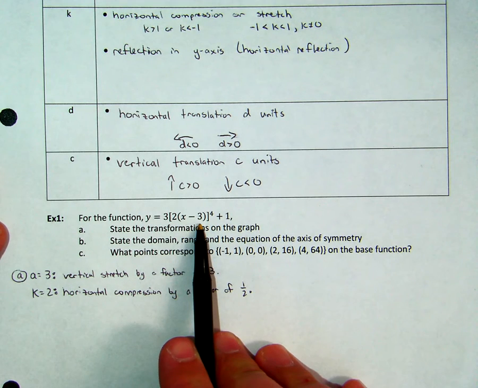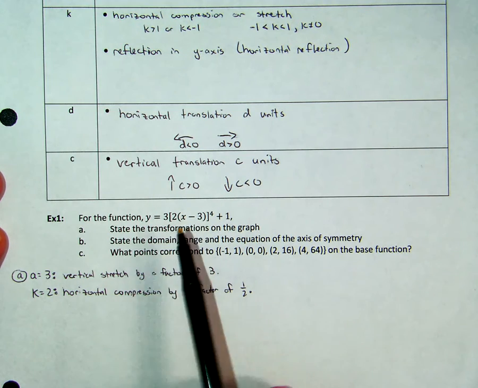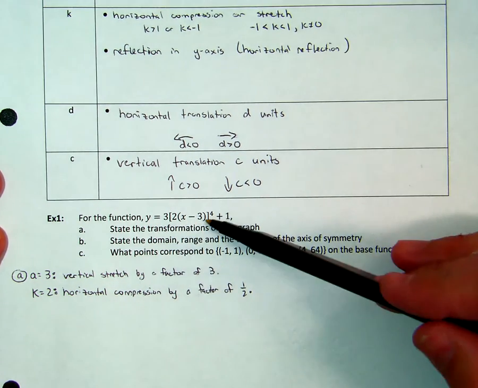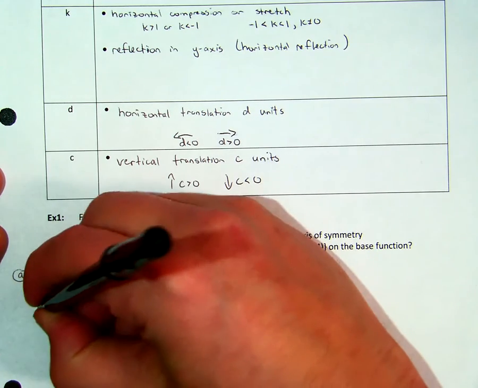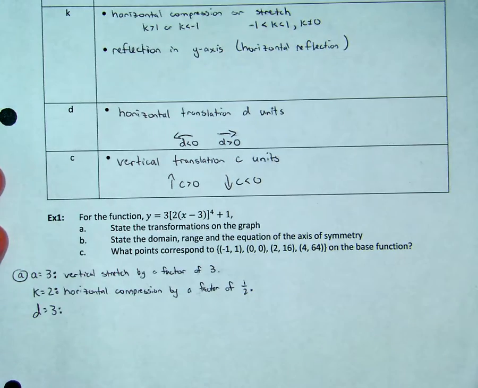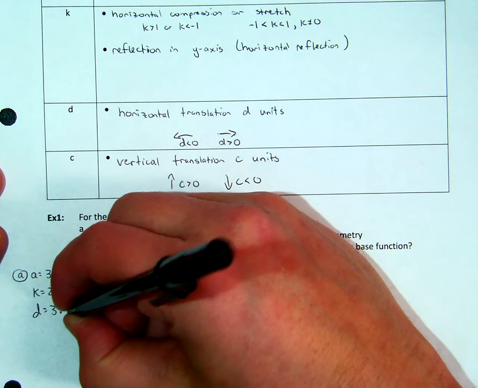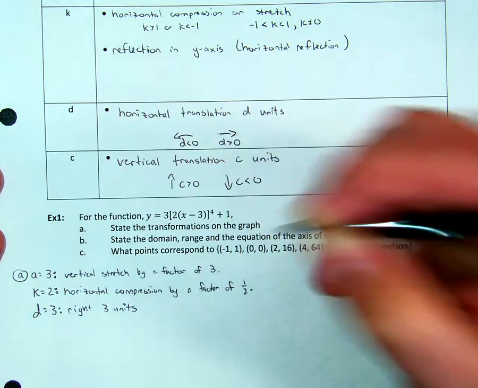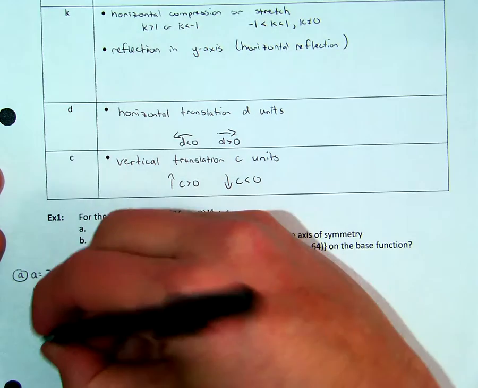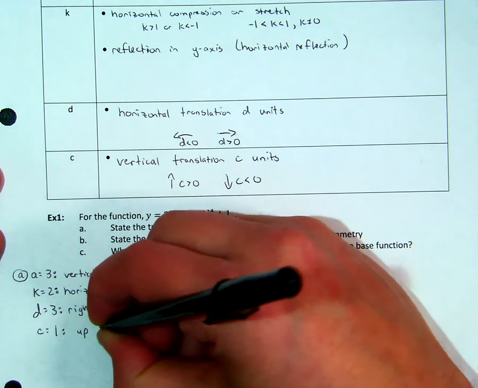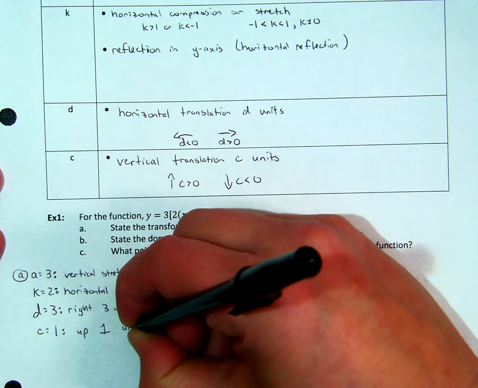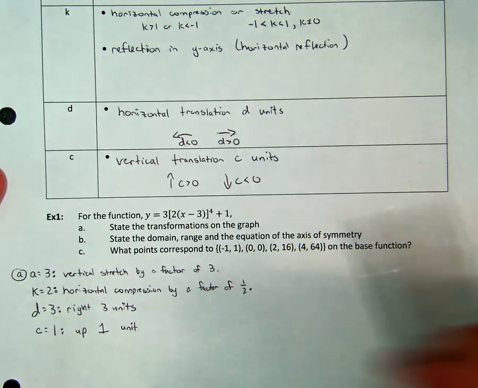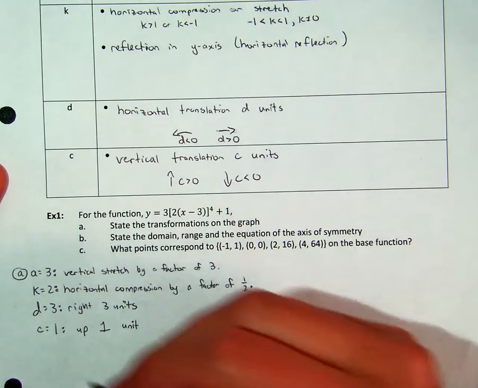Next is the d value. So d, in this case, it says x minus 3, but if you look up here, it's x minus d, so the d would still be positive 3. And if it's positive 3, it's going to move to the right. So right 3 units. And then the last part is c. C is positive 1, so that tells me it's translated up 1 unit. Okay, none of that should be a shock. That should be pretty consistent with last year. The only difference is it's a 4, which we haven't done, but that's okay.